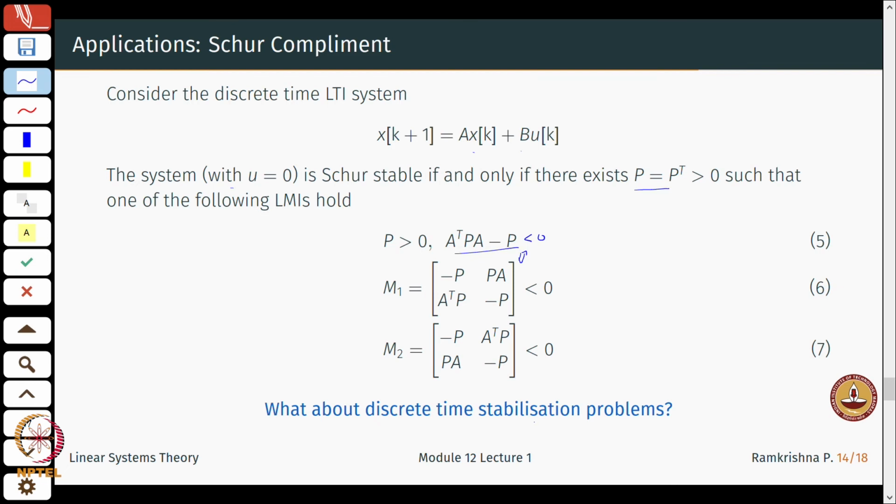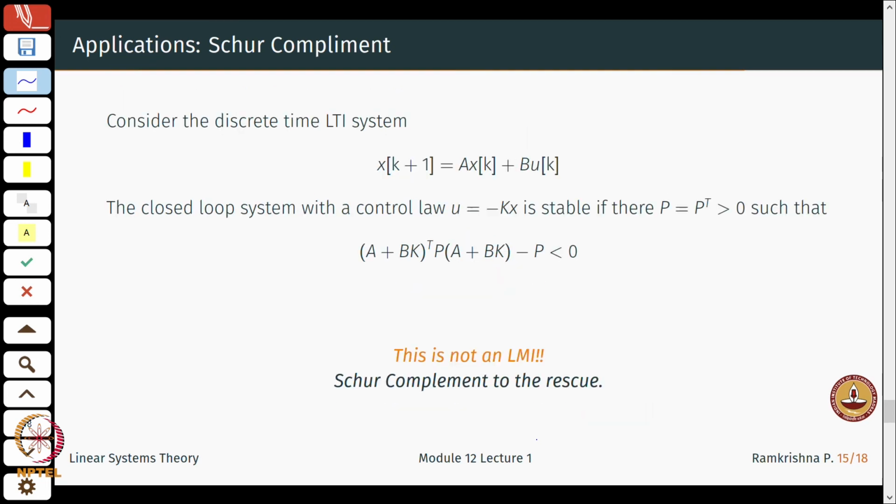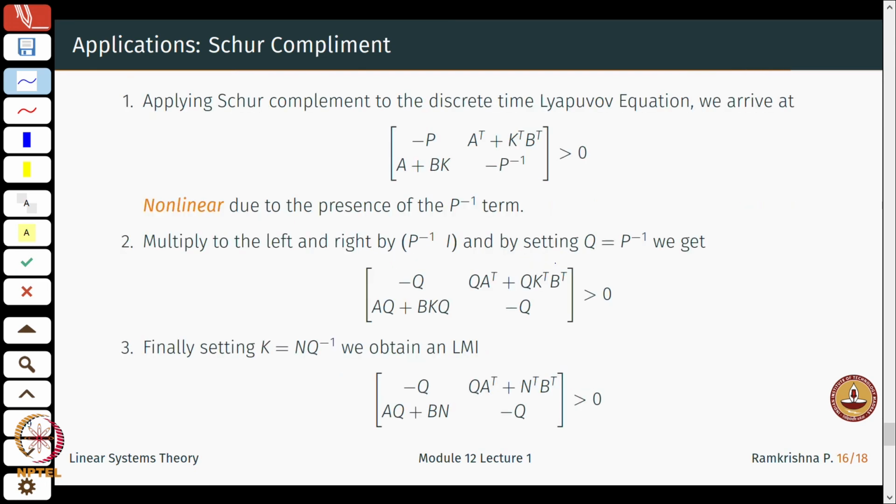What about the case of discrete time stabilization problems, where we said I cannot use a change of variables, it was not an LMI? In the continuous time case we could use a change of variables to arrive at a nice looking LMI which was solvable, whereas in the discrete time case that was not possible. So, what happens in the case of discrete time systems here? This is not an LMI, and we will see what the Schur complement does for us.